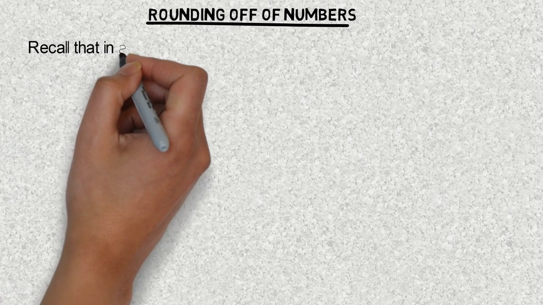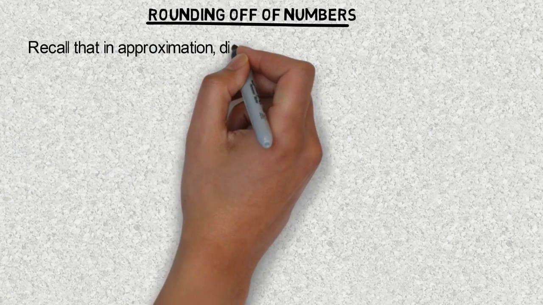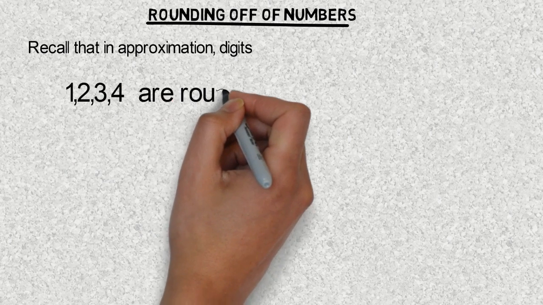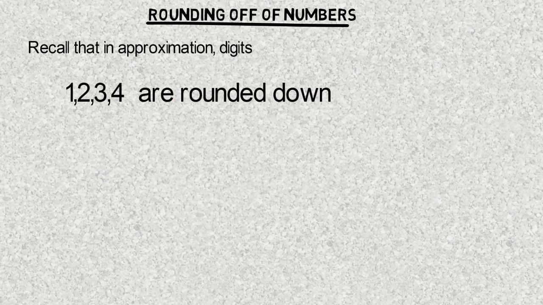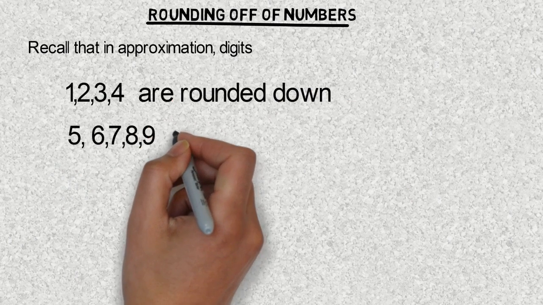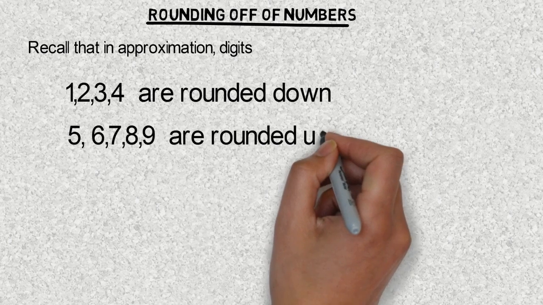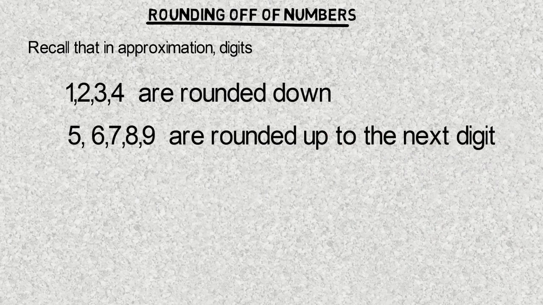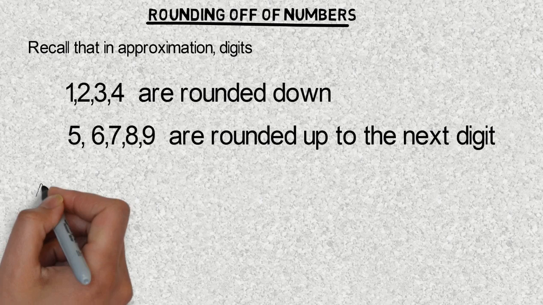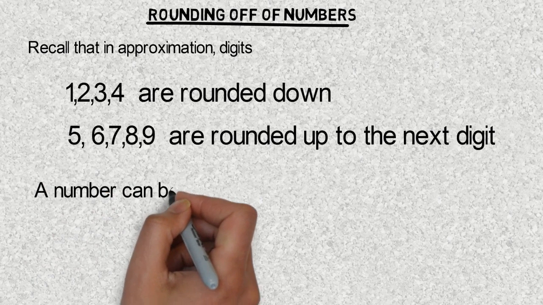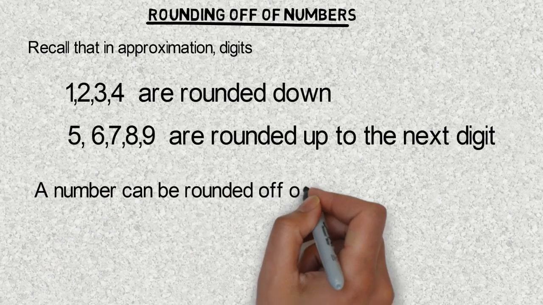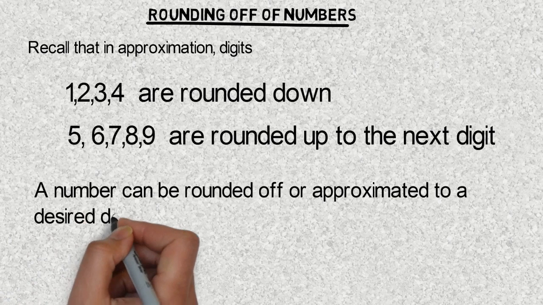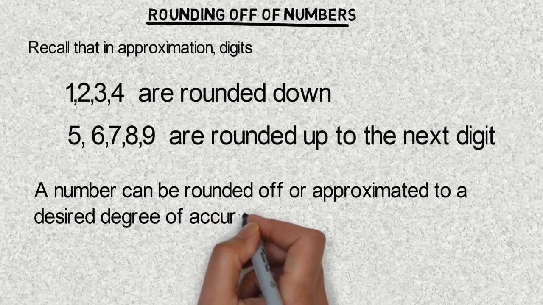Also, recall that in approximation, digits 1, 2, 3, 4 are rounded down. Can you remember that? And also, digits 5, 6, 7, 8, and 9 are rounded up to the next digit. That is, numbers between 5 and 9 are rounded up to 1, which will be added to the next digit. So, a number can be rounded off or approximated to a desired degree of accuracy.